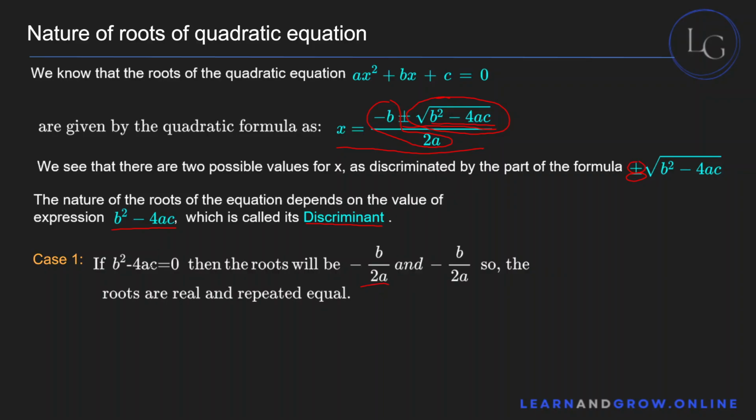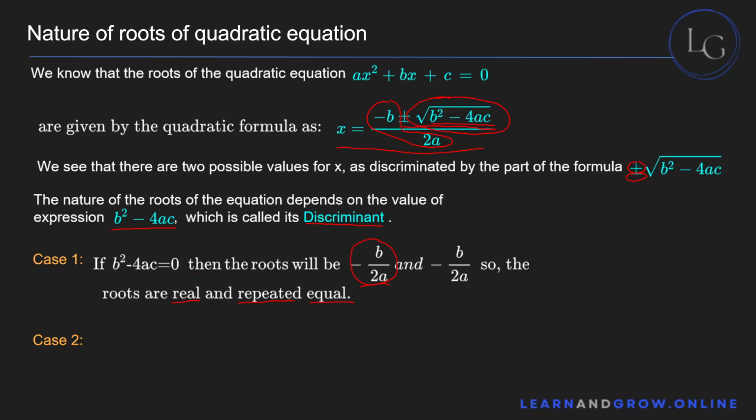So the roots over here will be real, as obviously 0 is a real number. This entire portion will give you a real number, and they will also be repeated, and they will be equal. They will be equal because b square minus 4ac is equal to 0. They will be real because minus b over 2a is obviously a real number.